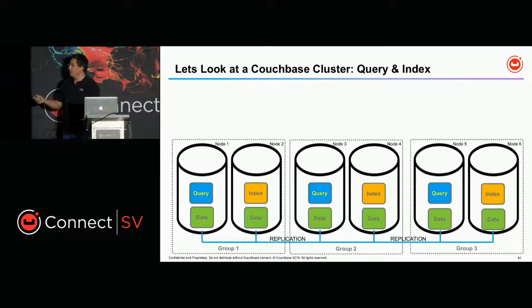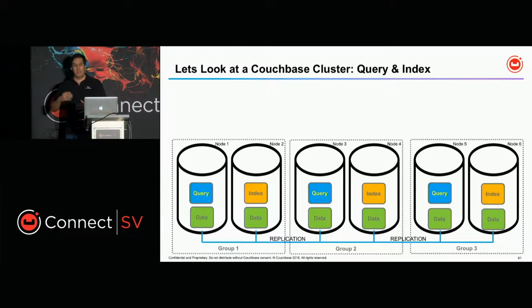Now here we have, again, the same cluster setup, 6 nodes, three racks basically. And on node 1, 3, and 5, we have the query service running. And on 2, 4, and 6, yeah, we have the index service running, right?